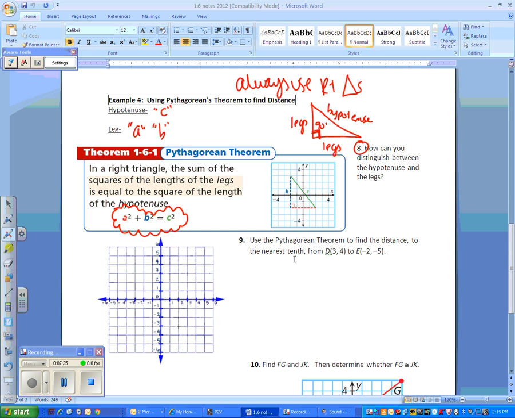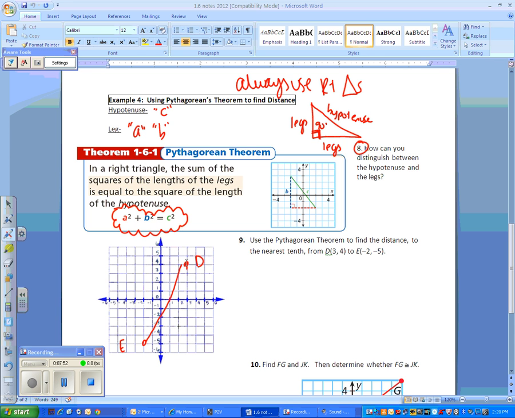So what you're going to do is plot the points. We want to use the Pythagorean theorem to find the distance between D and E, these 2 points. So D is at 3, 4. There's D. And E is at negative 2, negative 5. Here's E. And we want to figure out how long this line is. Some people are going to say, you could just count, that's like 7.75, and that's like 0.25, so they make 1. There's no guessing. You're going to use the Pythagorean theorem to find out exactly how long it is.